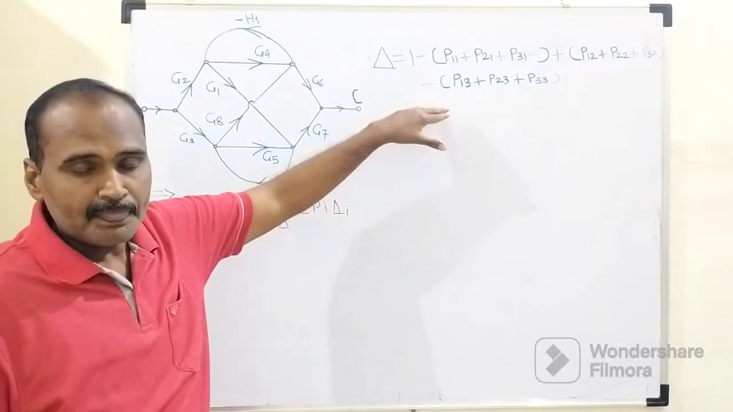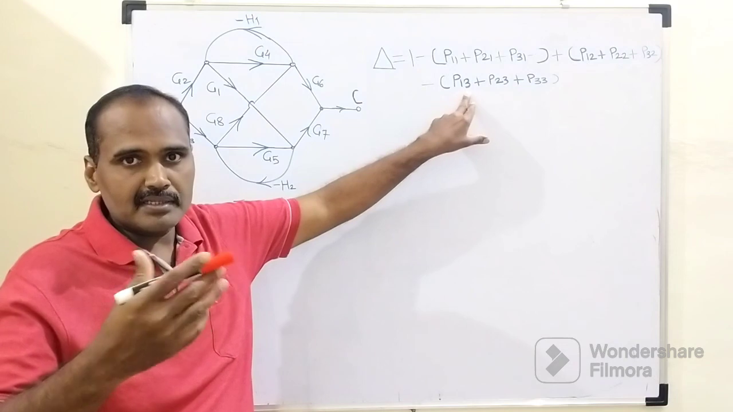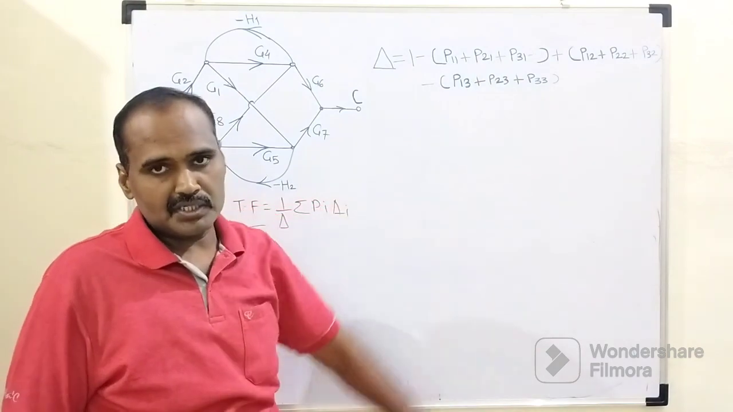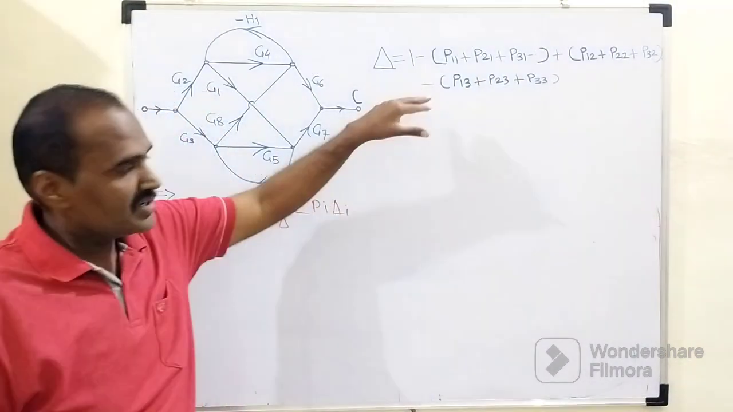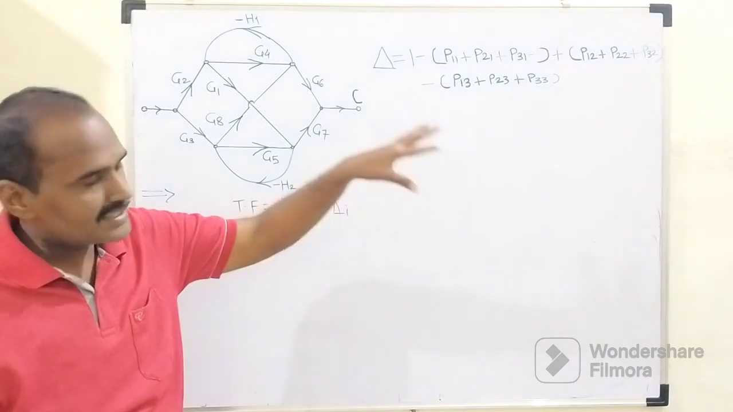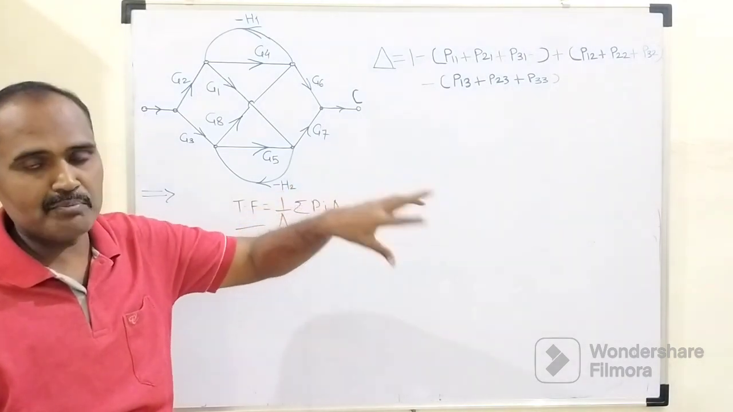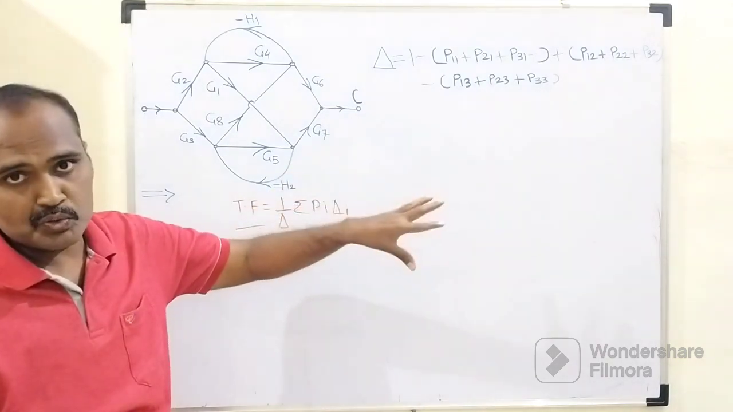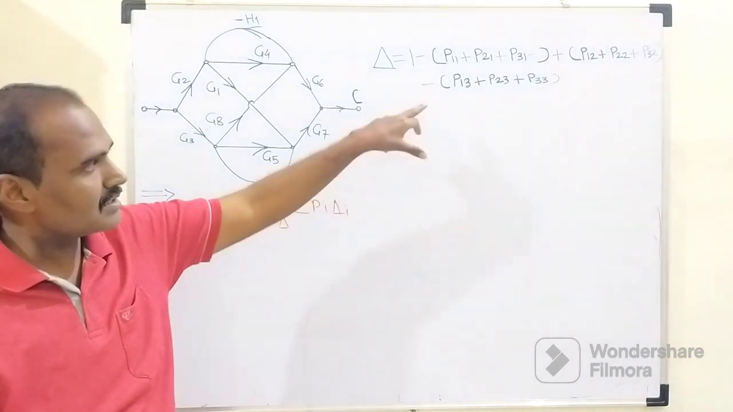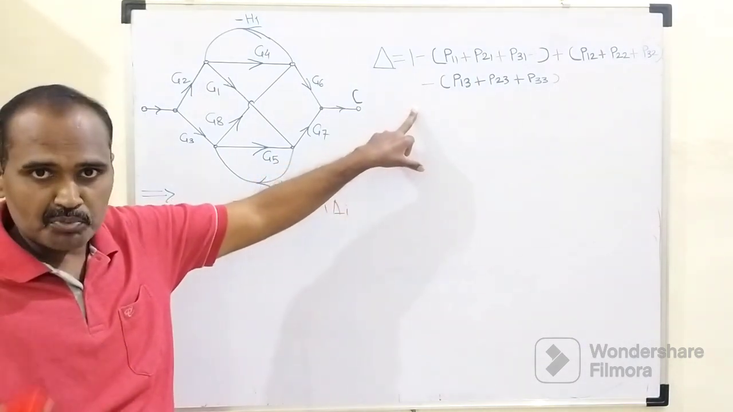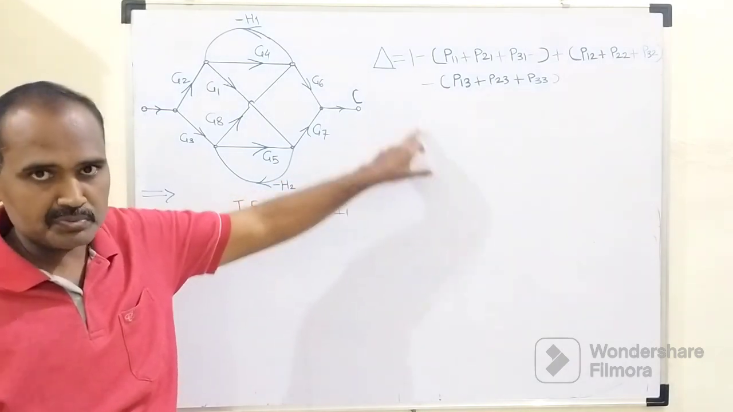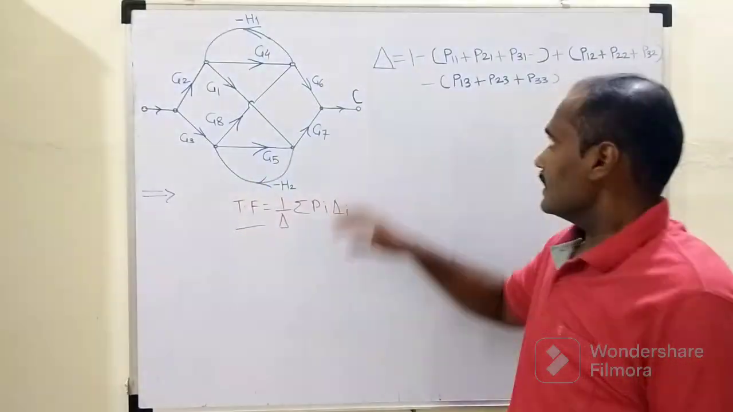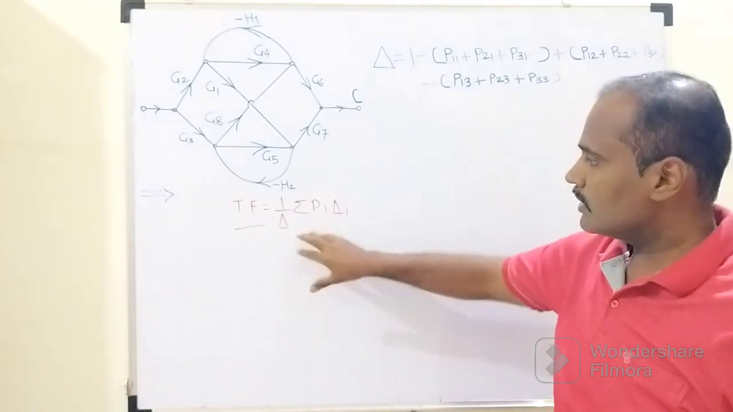What does the third parenthesis stand for? P13 is the gain product of the first three non-touching loops, and then the gain product of the second three non-touching loops. Likewise, within the first parenthesis we have the individual loop gains. Within the second parenthesis we have the gain product of the first two non-touching loops, second two non-touching loops. Within the third parenthesis, very rarely used, we have the gain product of the first three non-touching loops, second three non-touching loops, up to n number of three non-touching loops.